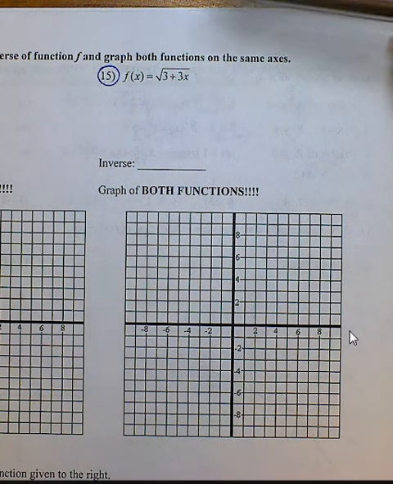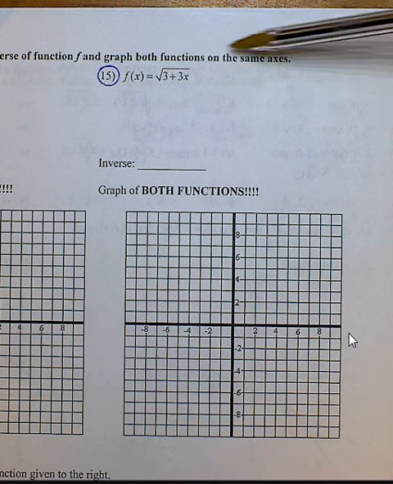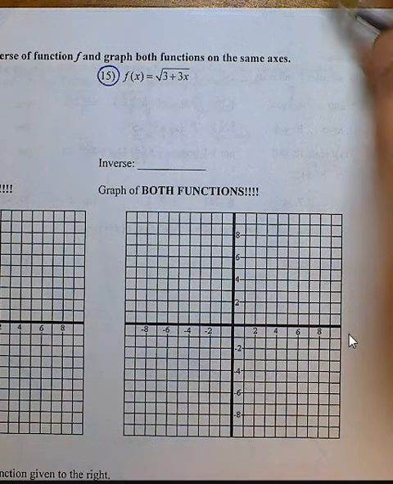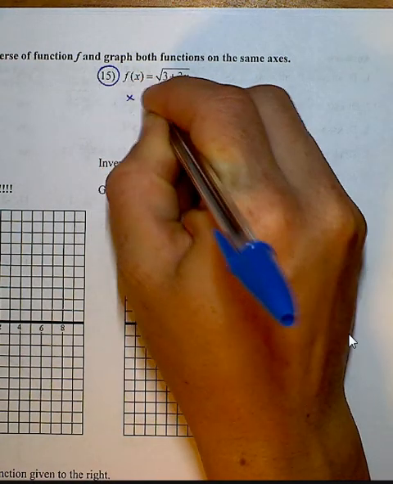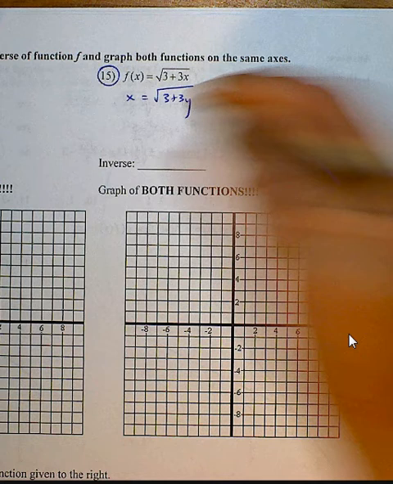We want to do two things here. We want to find the inverse of f, and then we want to graph both functions on the same axis. So let's go ahead and find the inverse here. Remember, we switch x and y. So x equals root 3 plus 3y, and then we want to solve for y.